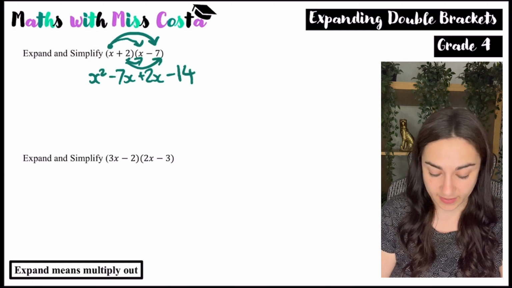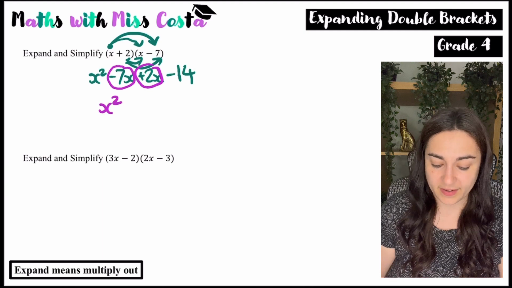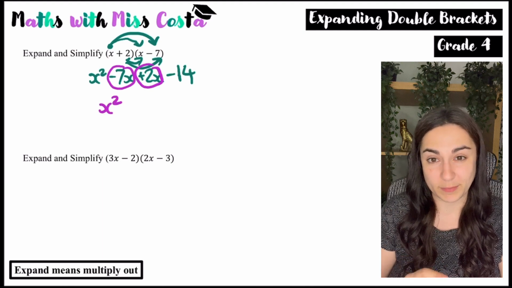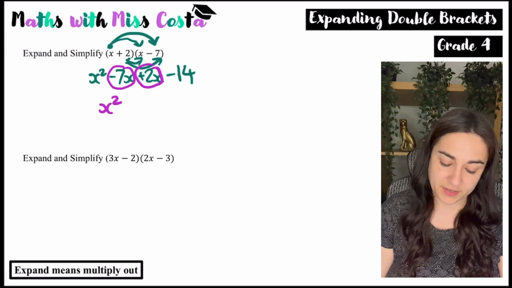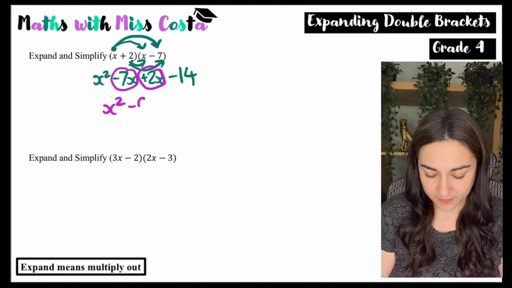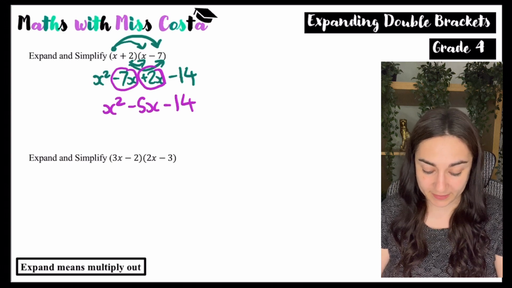Then we collect the like terms. So -7 plus 2, remember the sign, like the negative or the positive sign always belongs to the term after it, so we circle the whole thing. So -7 plus 2 is -5. So you'd be left with x squared minus 5x minus 14.